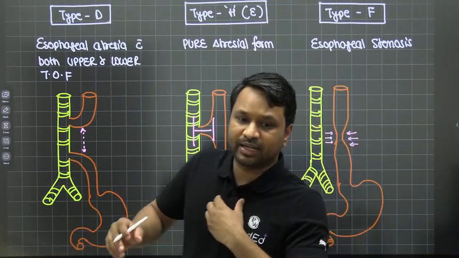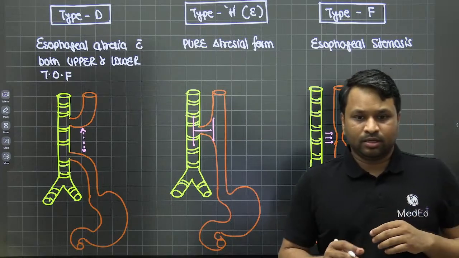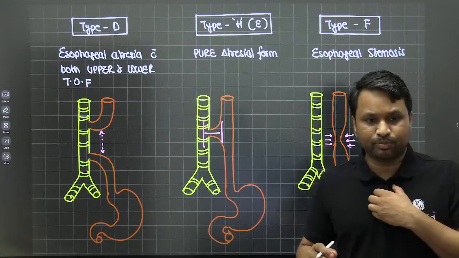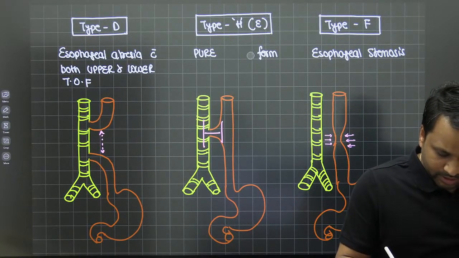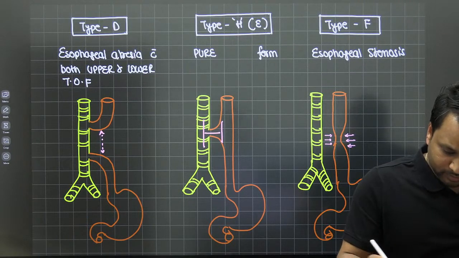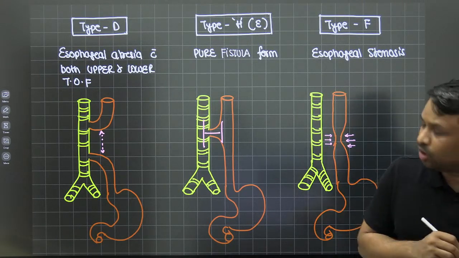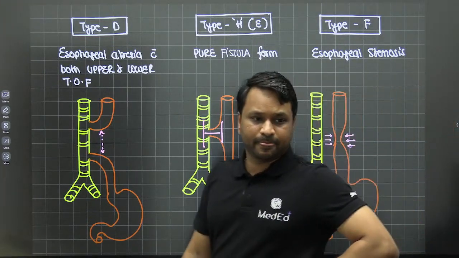So the type D variety, right? Yeah, the H variety is the pure fistula form. Yeah, I made a mistake here, sorry. It's a pure fistula form. Correct, guys. This is your pure fistula form. Correct. The only fistula, there is no atresia.